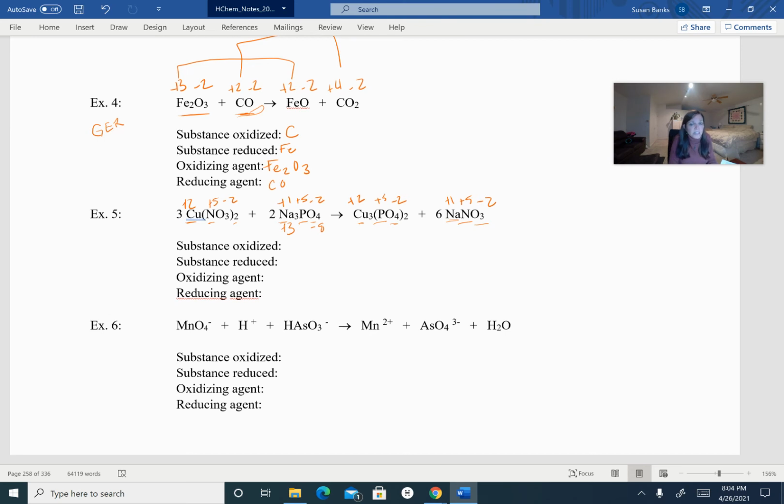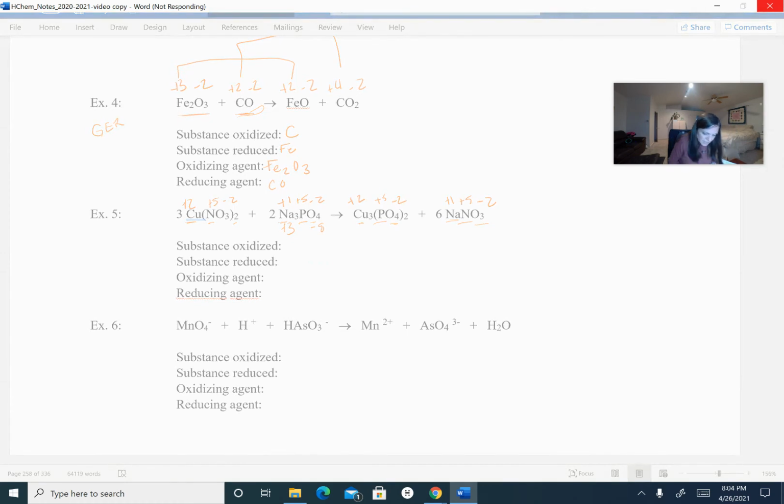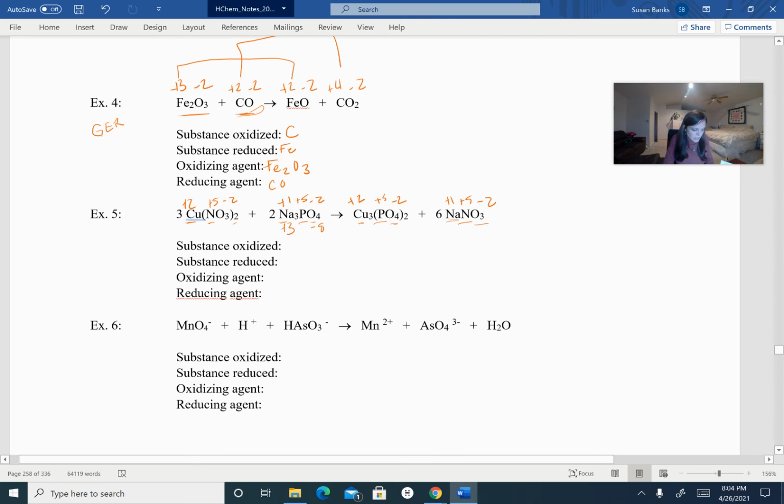Remember, oxidation is the loss of electrons. Nothing lost electrons. And reduction is the gain of electrons. Nothing gained electrons. So we actually don't have any redox going on here at all. So this is not a redox equation at all whatsoever. Okay, so when we have nothing changing oxidation states, not a redox reaction. Okay, in fact, we have just a double displacement reaction here.